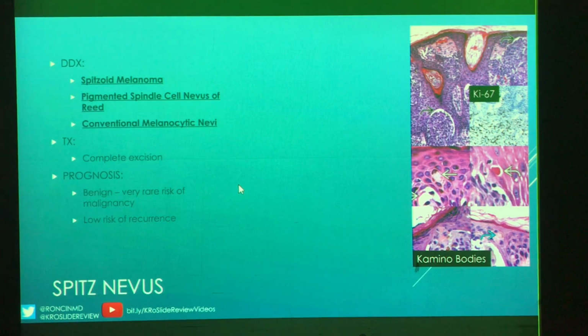Question: if we're going back to the spitzoid melanoma, is spitzoid just referring to a Spitz nevus, or is that actually a pattern? Well, that's a good question. I feel like it probably is a Spitz nevus appearance. Maybe it's something that was a Spitz nevus but then transformed into melanoma, because I don't recall spitzoid being used with anything other than Spitz nevus.